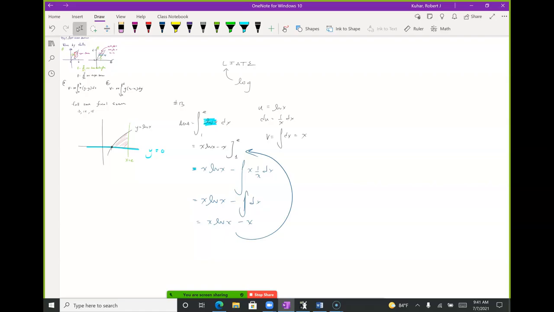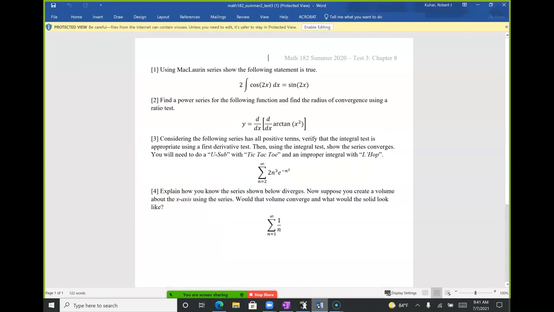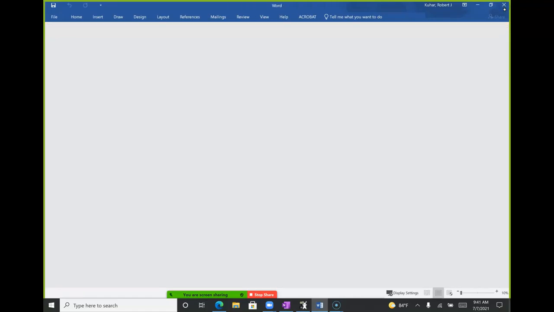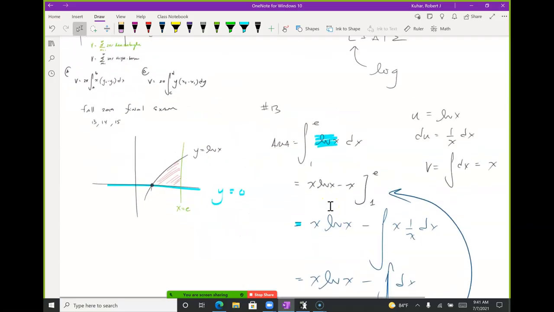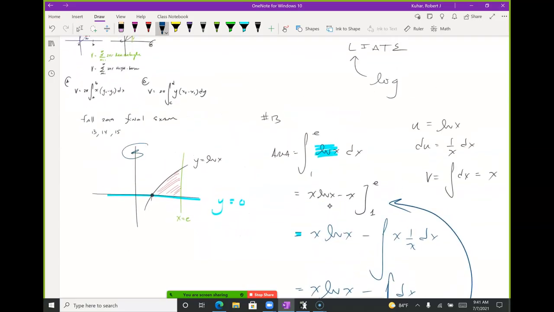All right, so we got that region. Number 14 in my fall 2019 test says, find the volume of the region in the previous problem using a shell method when rotating about the y-axis. So I'm forcing your hand on everything here. I'm saying, okay, let's rotate around the y-axis and let's use a shell, right?